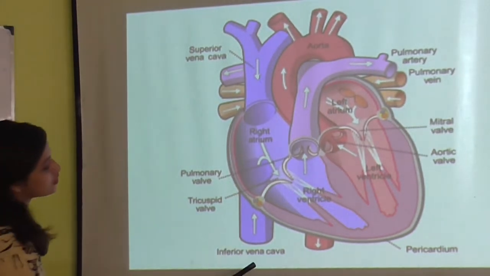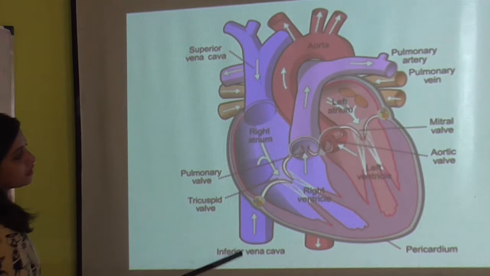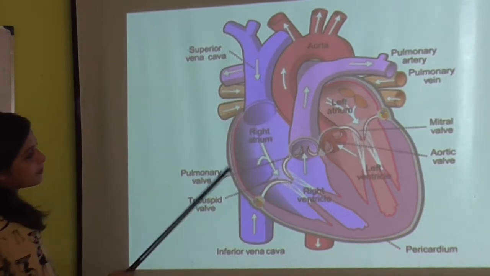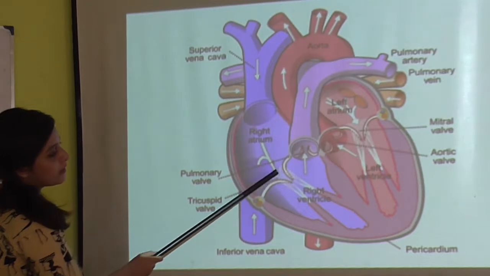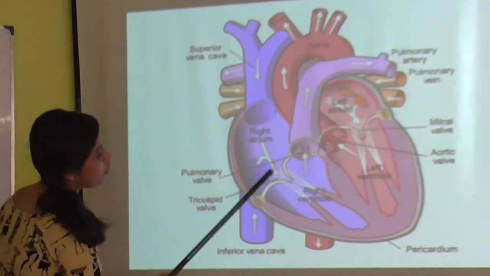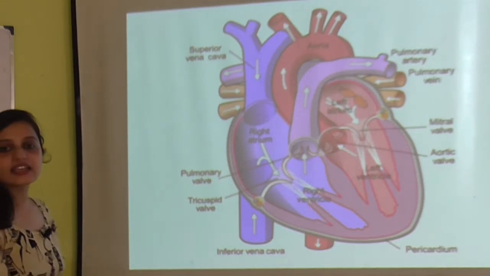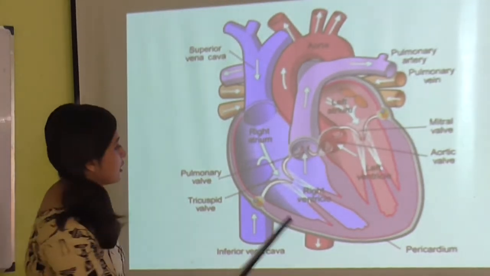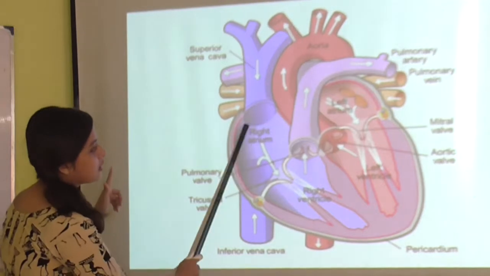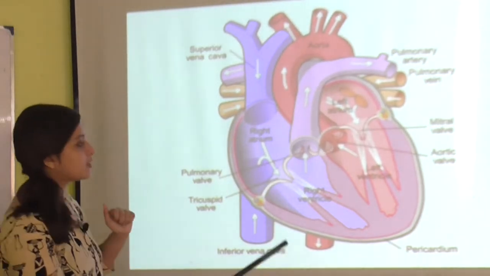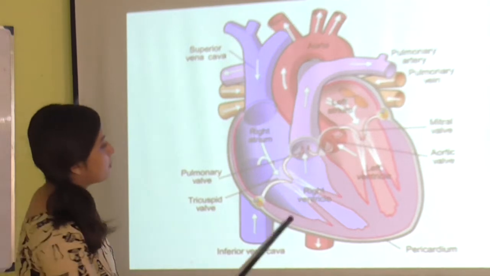After the blood comes from both the upper and lower parts of the body, it fills up the right atrium and pressures this valve to open it, and when it is opened, the blood will come to the next chamber, that is the right ventricle. The right ventricle also carries the deoxygenated blood, that is why it is colored in blue. Blue means deoxygenated blood.